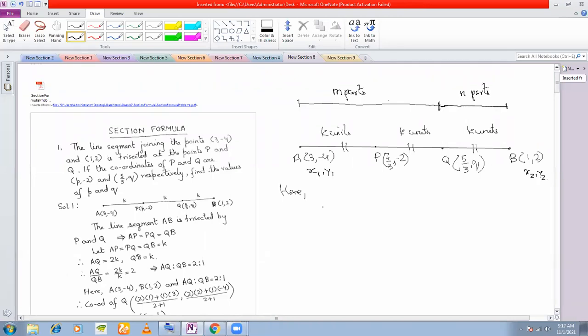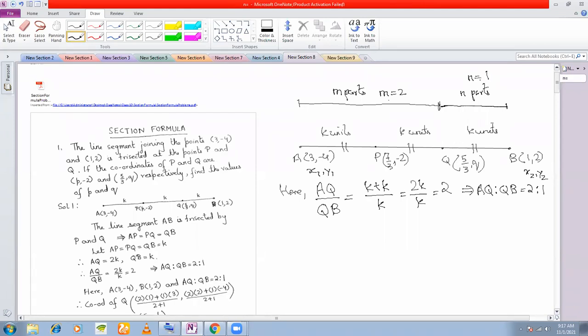Right? So how much is this length AQ? We need to find AQ by QB. Okay, M is to N. AQ is K plus K, and QB is K. This is 2K by K, which is equal to 2. That means, what is the ratio we're getting? AQ is to QB is equal to 2 is to 1. That means, what is M here? M is equal to 2 and N is equal to 1.